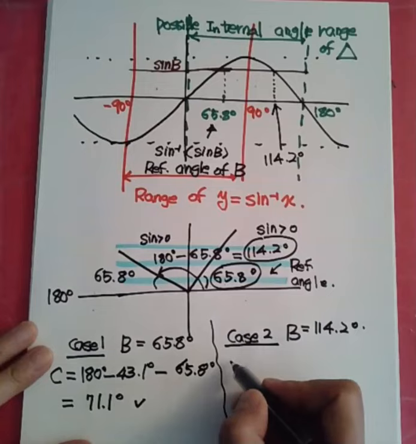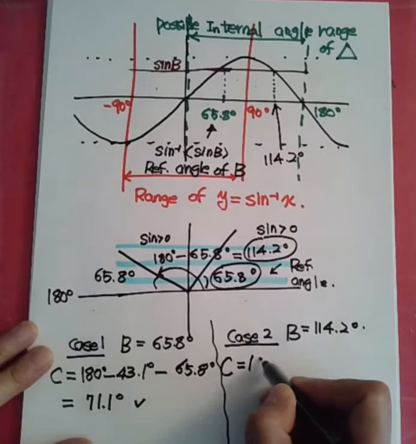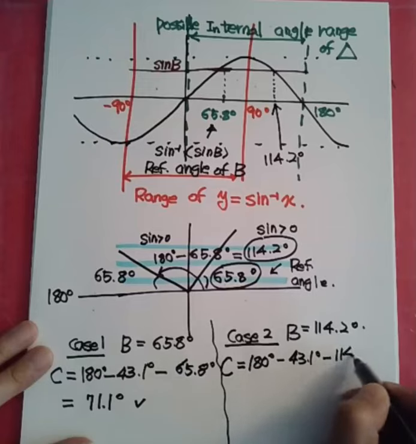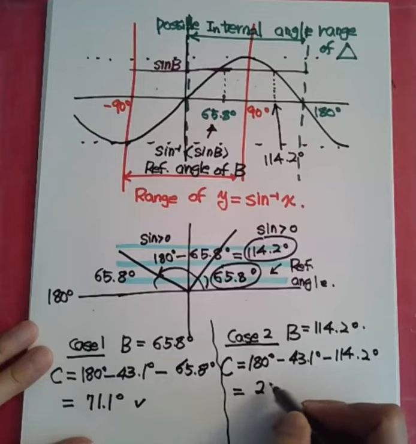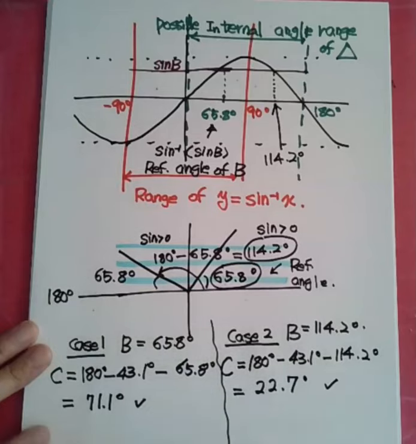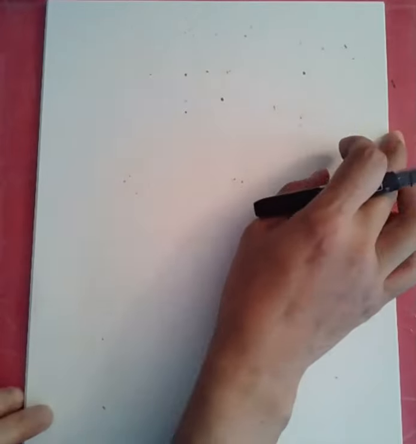We check the validity in the same way. We have angle C, then we have 180 minus 43.1 degrees minus 114.2 degrees. If you use your calculator, then that is 22.7 degrees. Again, that is a valid angle. So both cases are fine. That's the reason we have two solutions.